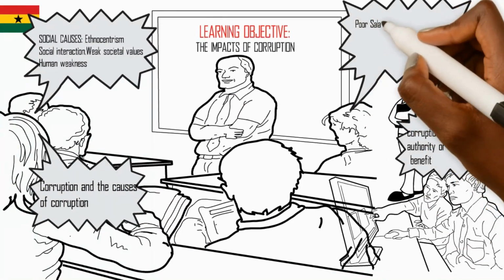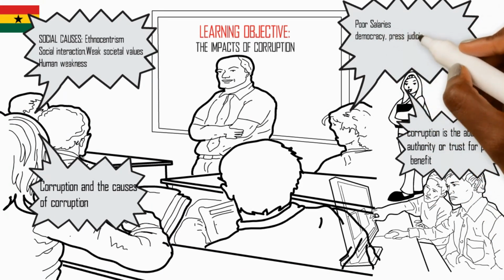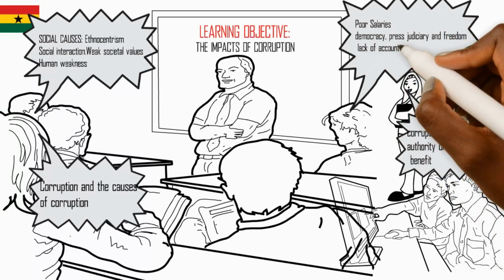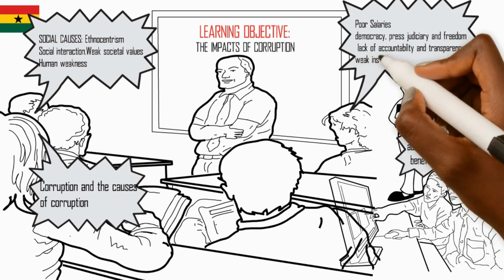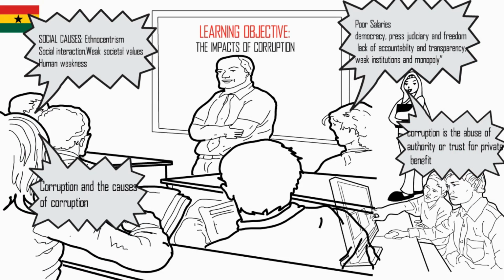Now, any more additions? An example of the economic causes are poor salaries. And examples of political causes are lack of press, judiciary and freedom, lack of accountability and transparency, weak institutions, and monopoly. Very well said, Nee. You have all done well. Today, like I said, we are going to discuss the impacts of corruption on society.